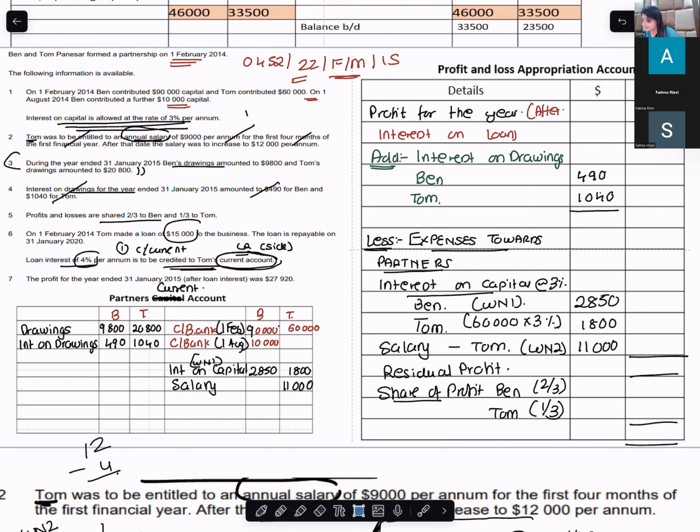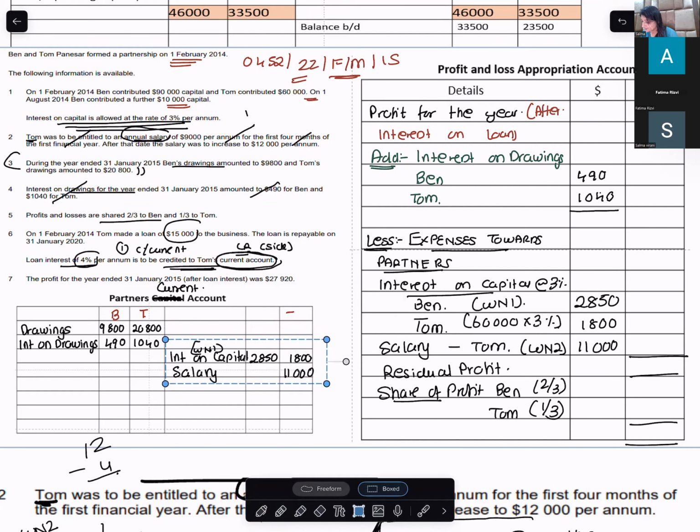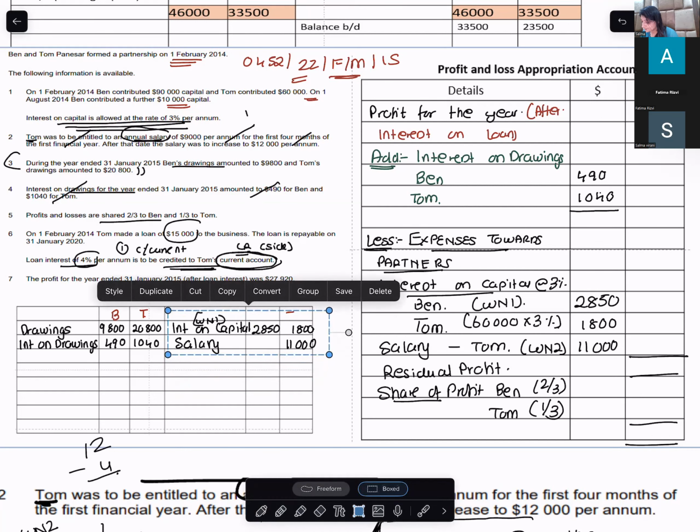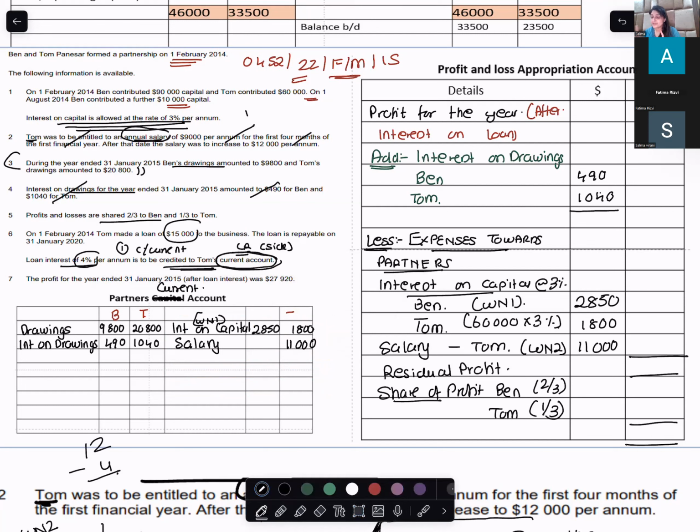If they tell me in the question that a current account is maintained, that means the capital and opening capital would not come in the current account. It will come in the capital account. If you make a capital and current account both, in the current account you will write everything except the capital account balances.